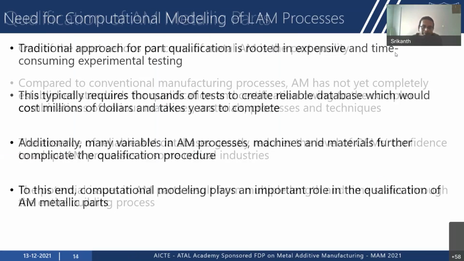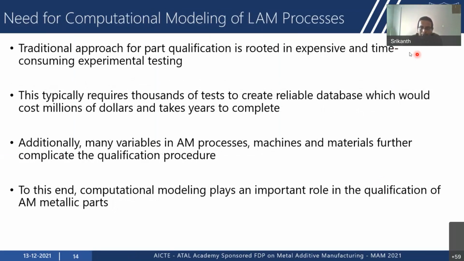Now, if you look at part qualification, the traditional approach is generally expensive, and it involves experimentation, which is both expensive and time consuming. You need to do a large number of tests to create a reliable database, which can take months to years to complete and may cost a significant amount of money. Further, as we have said, in additive manufacturing, machines and materials further complicate the qualification procedures.